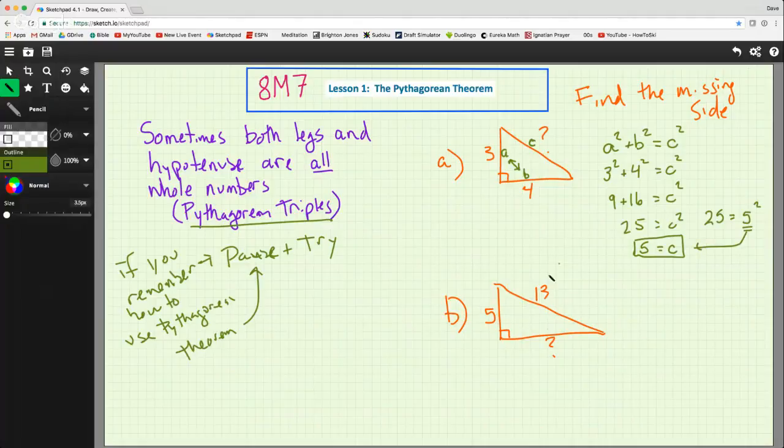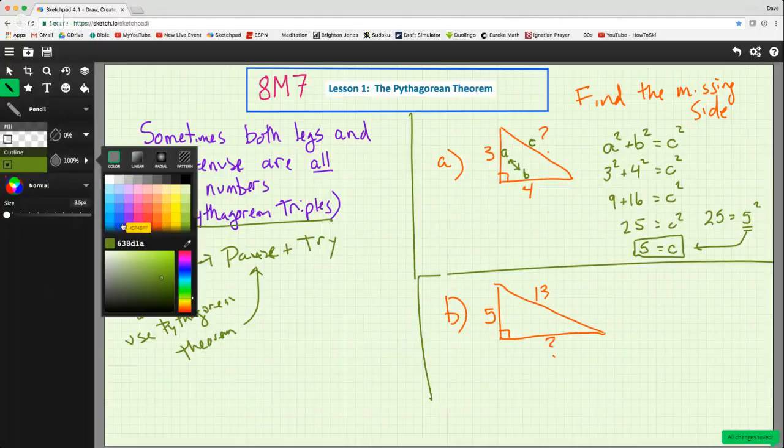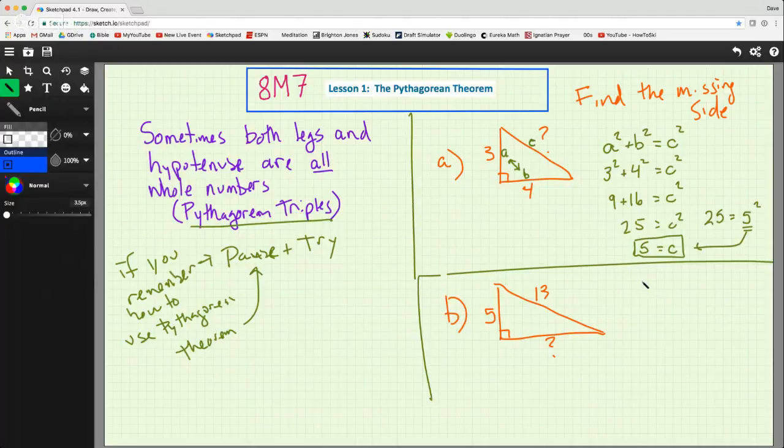Let's do this one. This one's a little bit different. Let's write in our formula. Let's just do this one in blue so it really catches your eye. A squared plus B squared equals C squared. Now here I've changed it up a bit. This is A and this is B, and then the side opposite is C.